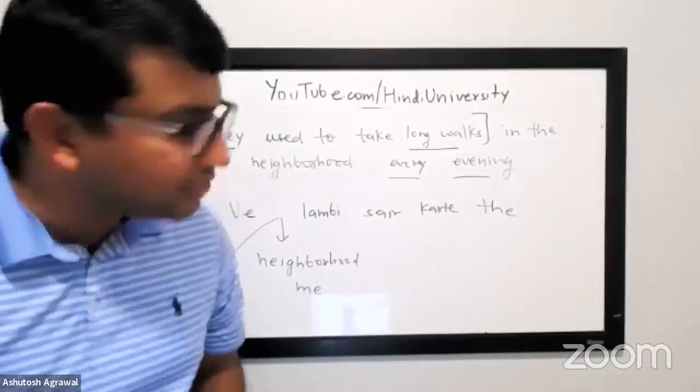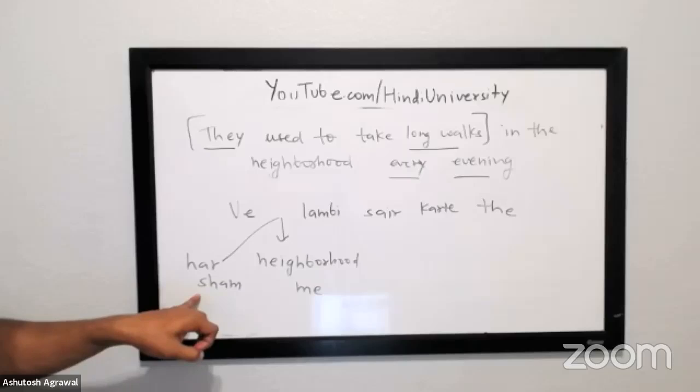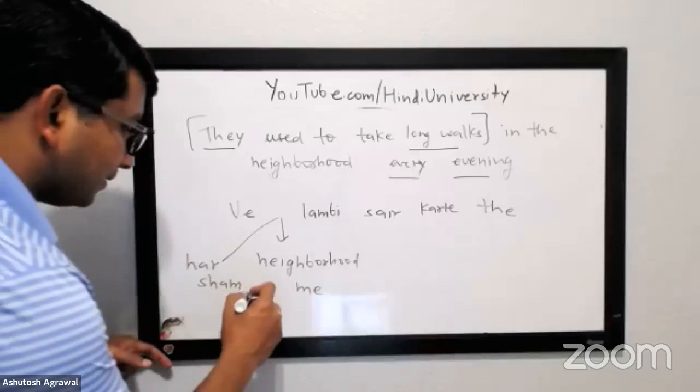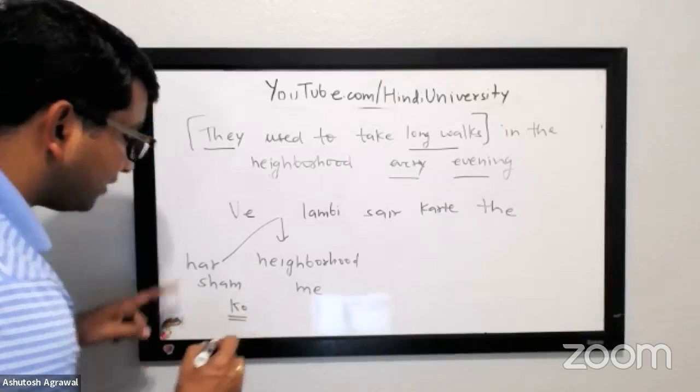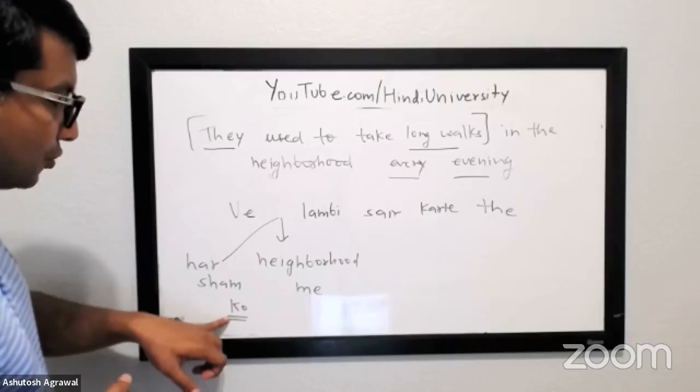So now I'll take questions. Any questions? Okay. Ashiji, can I ask a question, please? Yeah, please. I learned that sham usually takes ko. Are there times like this when you can use it without ko? Sham ko? So you're saying what is the question here? Like when you have heard sham with ko? Yeah, sham. Like evening sham, raat ko. Dopahar ko. So is the question why are we not using ko? Yeah.